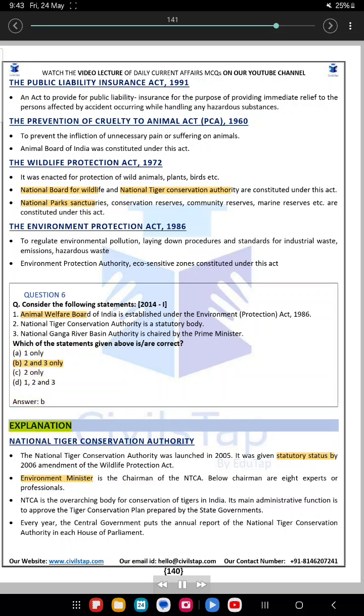Answer B. Explanation. National Tiger Conservation Authority. The National Tiger Conservation Authority was launched in 2005. It was given statutory status by 2006 Amendment of the Wildlife Protection Act. Environment Minister is the chairman of the NTCA. Below chairman are 8 experts or professionals.